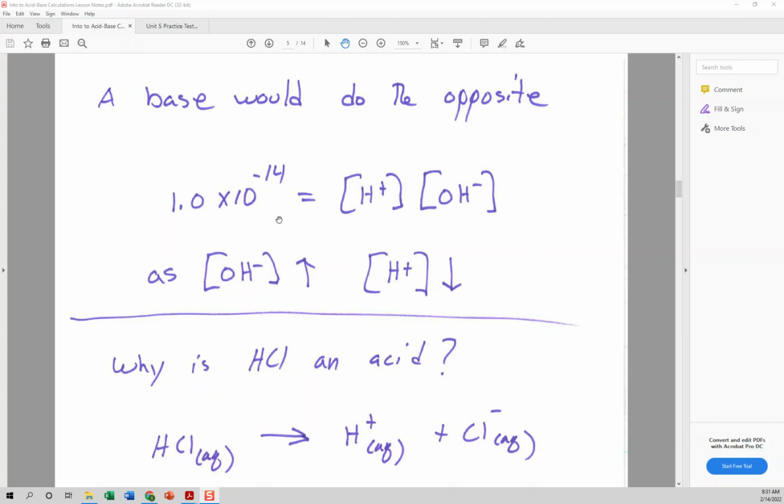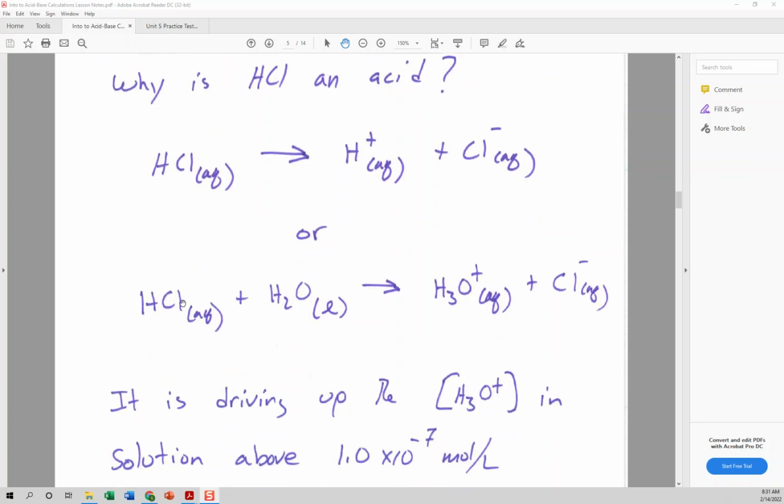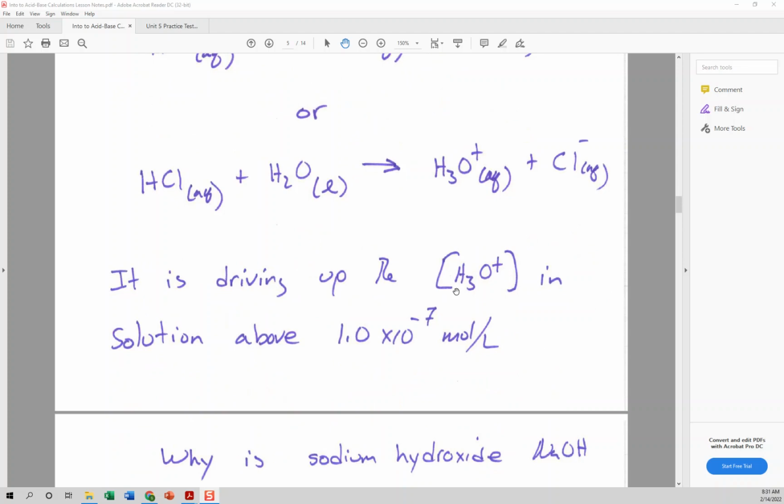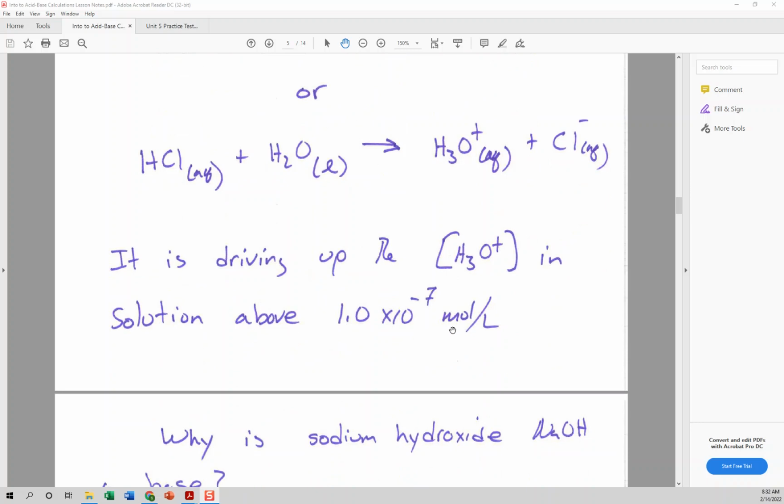All right. So why is HCl an acid? Well, we can show it like this. That's the Arrhenius acid. When I put it in water, I get H+ ions. But this reaction shows it as a Bronsted-Lowry acid. It's a proton donor, right? You add it to water, you get hydronium, because it's donating its H+, its proton, to H2O. So when I add it to water, it's producing this, or it's producing that. So it's going to be increasing the concentration of hydronium or H+ above this point.